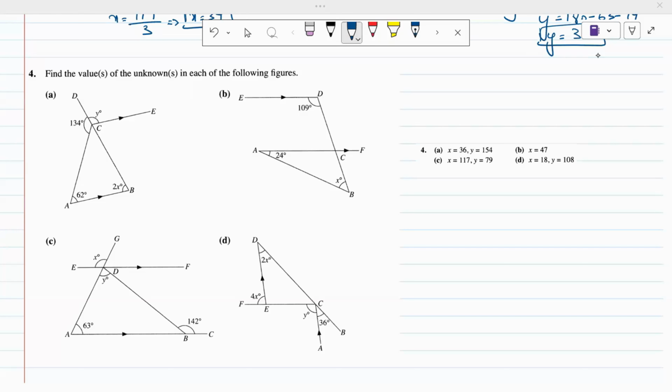Okay, so these were a few practice questions along with the answers, and I'm sure you would have got all of these correct. There were 4 parts for question 4, and the answers are also there. So do practice it.